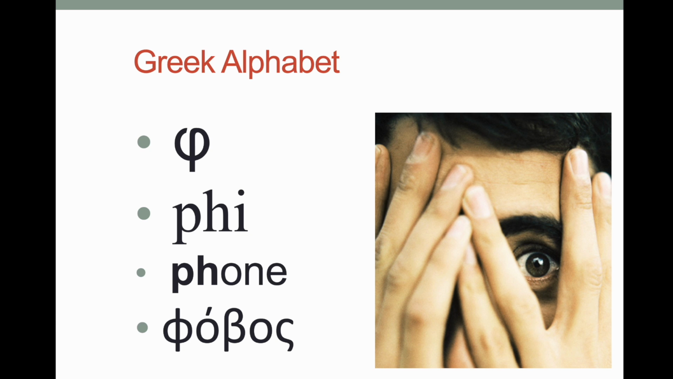The next letter is a phi, and it makes a PH sound like you get in the word phone. And the example I have there is the word for fear, and it's phobos, phobos, where we get the idea of phobias.